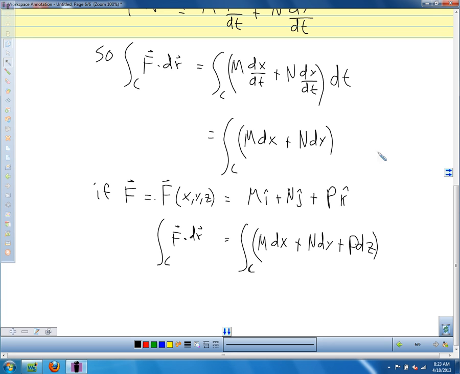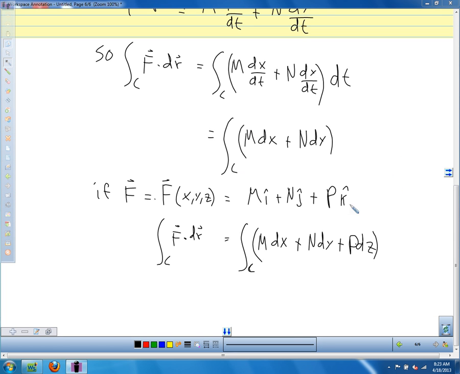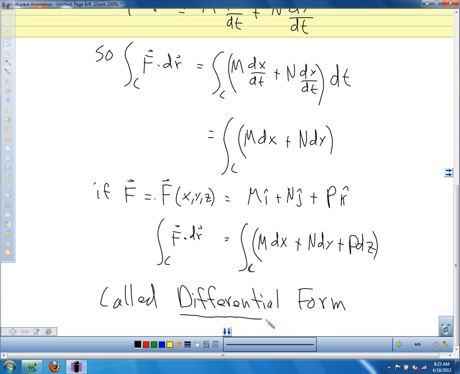And we call this form the differential form of a line integral. So this is our differential form of our line integral. So we have a scalar line integral, we have a vector line integral, and now we have our line integral in differential form. So a couple of important things to remember about line integrals. We have three ways that we can think of them: scalar field, vector line integral, and differential form.